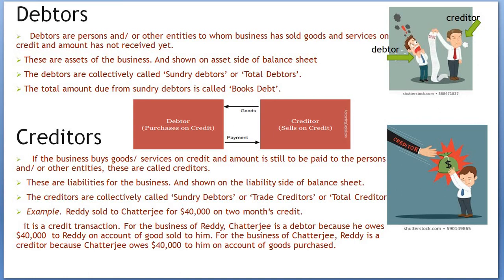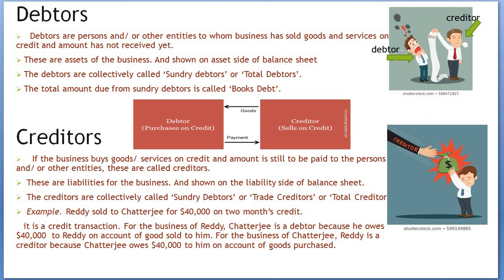Creditor, same, another person, opposite side person, known as the creditor. If the business buys the goods and services on credit, an amount is still to be paid to the person and other entity. These are called the creditors. The person to whom you still have to pay the money, those persons are known as the creditor. Suppose a businessman has purchased the goods from a supplier on credit basis. So suppliers are known as creditors of the business.